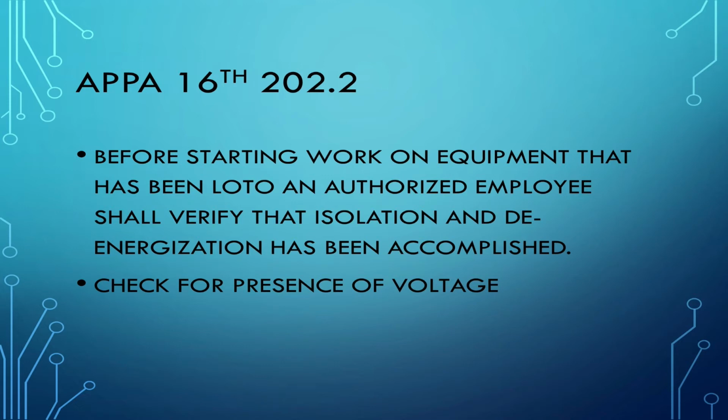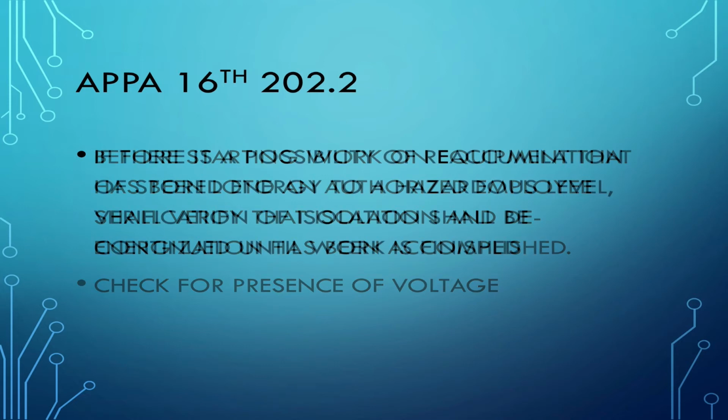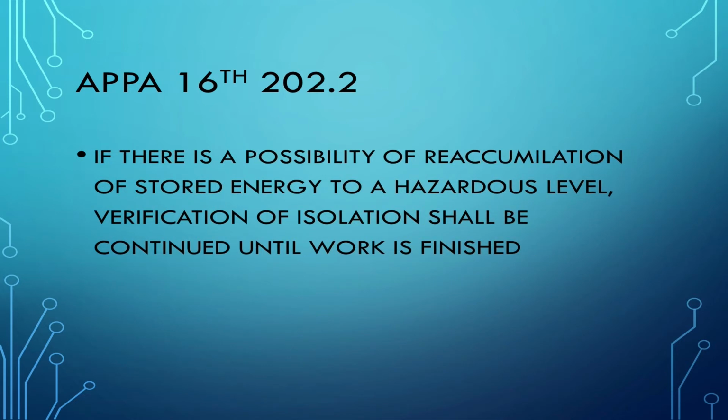So we'll check for the presence of voltage before we start to work on the equipment. Even though we've turned the breaker off, maybe we've seen lights go out, what have you, that's not good enough. We still have to check for the presence of voltage. If there is a possibility of reaccumulation of stored energy to a hazardous level, a verification of isolation shall be continued until work is finished. So it should be opened in a manner that cannot be closed back in. It should have a set of grounds put up. We've tested voltage, and then we've tagged each possible place that could cause the line or piece of equipment to become re-energized.